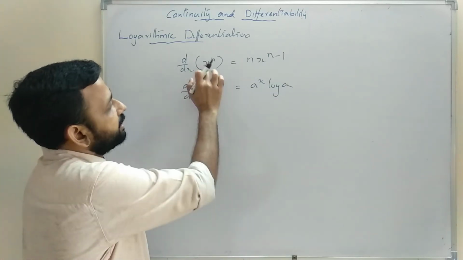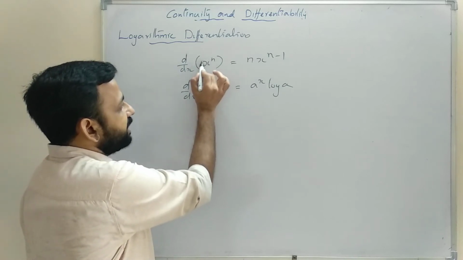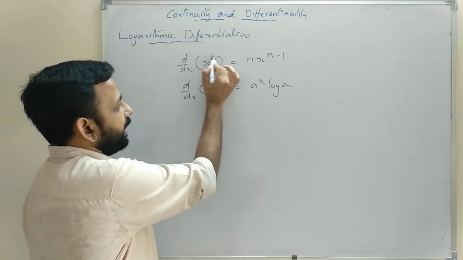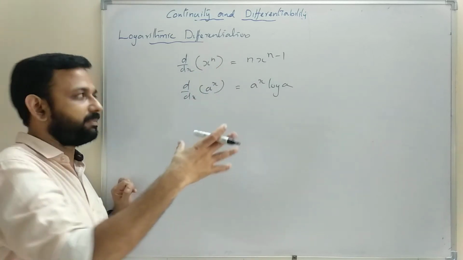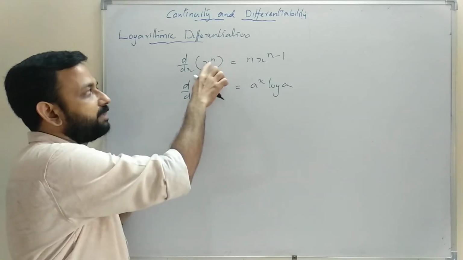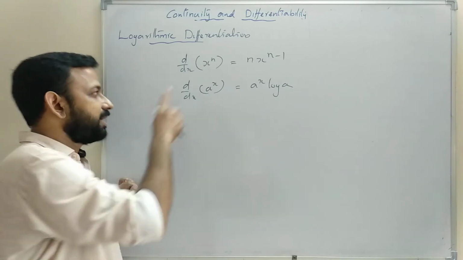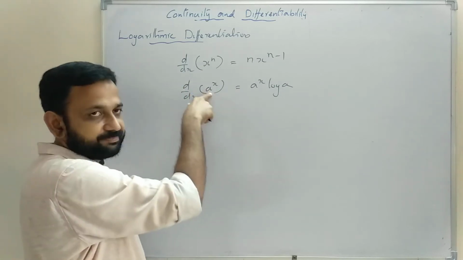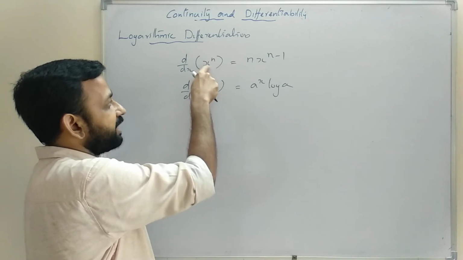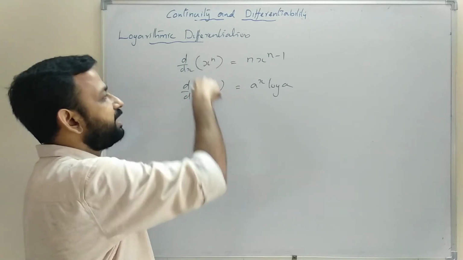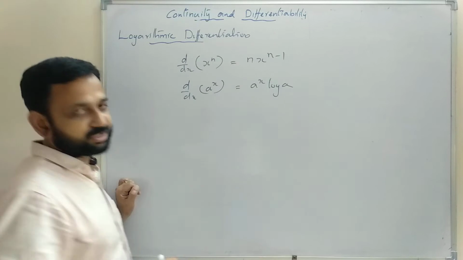And here in both the cases, in the first, the base is a function in x and the exponent is a real number. n is a real number, the base is a function in x. And here the base is a constant. Here the exponent is constant and the variable is in the base, and here the variable is in the exponent and the base is a constant.